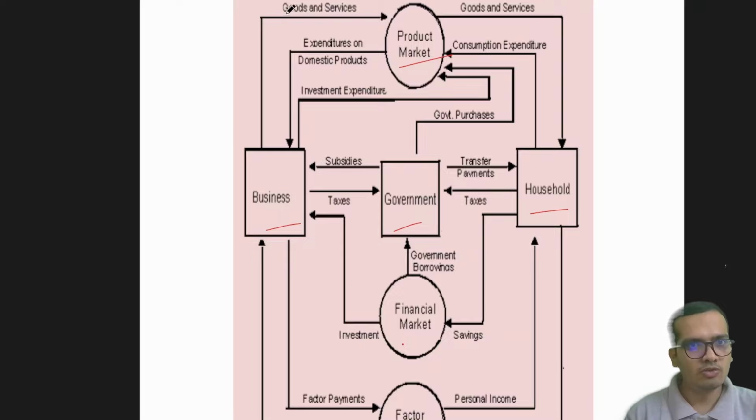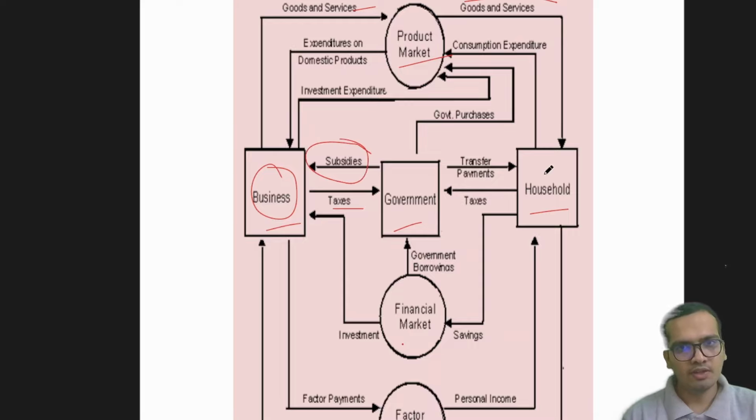We will follow goods. Goods and services are being sold by businesses in the product market, while households purchase them. Similarly, household consumption expenditures through the product market go as expenditure on domestic products, which the businesses earn. Businesses then pay taxes to the government, and government incentivizes them by giving subsidies. Similarly, taxes are paid by households to the government, and government makes transfer payments. Also, government makes some purchases through the product market.